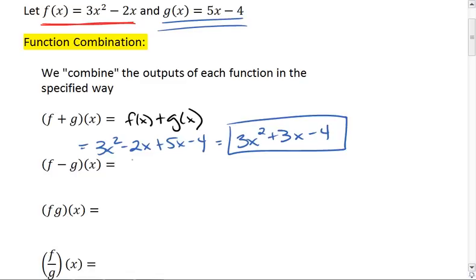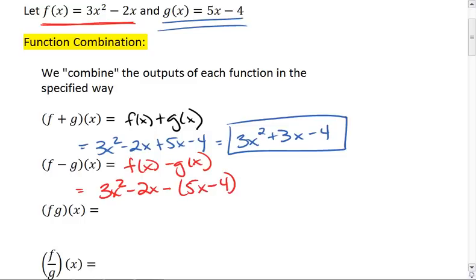Subtraction looks similar. If we have f minus g of x, it's f of x minus g of x, which equals, in this case, 3x squared minus 2x minus 5x minus 4. So make sure that you distribute this negative, which equals 3x squared minus 2x minus 5x plus 4, 3x squared minus 7x plus 4.